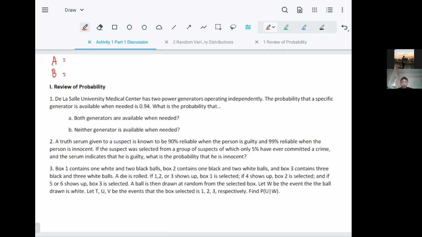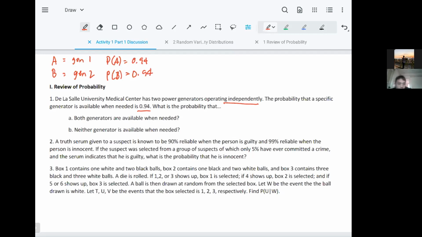Actually, gusto ko lang gawin nyo to para wag magkalituhan. Kahit hindi naman formal, lagay mo generator 1 is available, generator 2 is available. Yan, ayos na yan. As long as you know what A pertains to and what B pertains to. Given that, alam natin they're operating independently, 0.94 yung probability for each generator. So P of A would be 0.94, P of B would be 0.94. Then complete na yung given natin, wala namang iba, di ba?